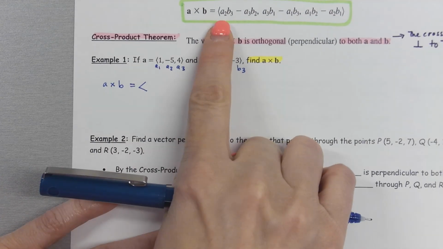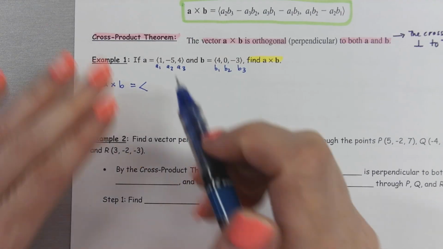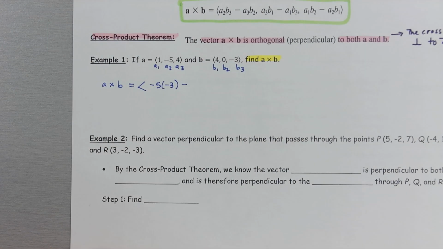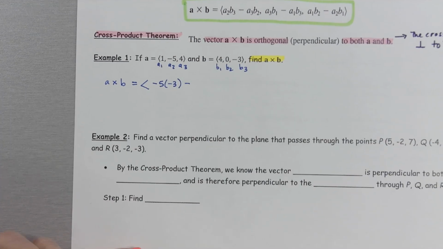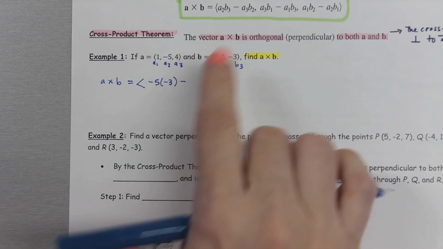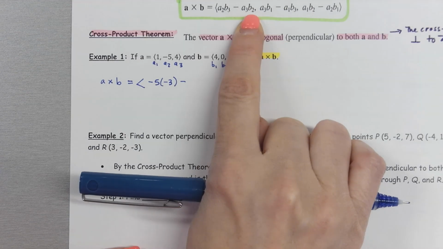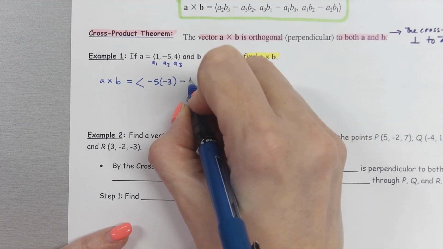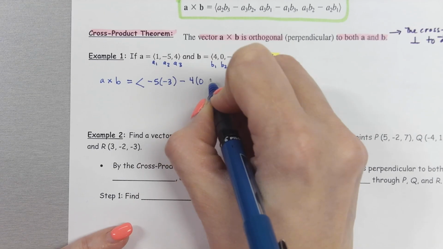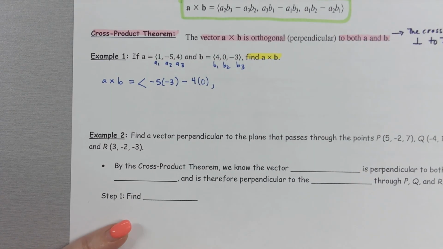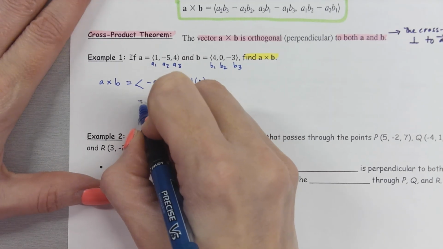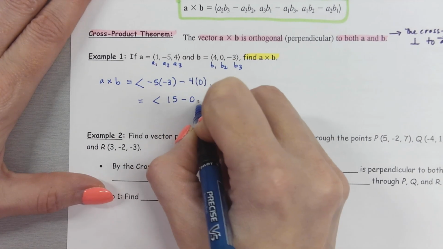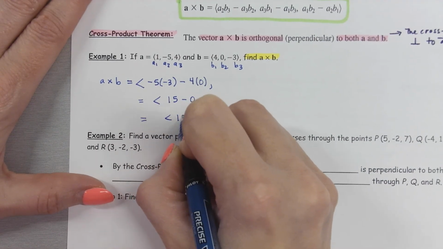So in the first one, you have A sub 2, B sub 3. So negative 5 multiplied by negative 3, and then it's always subtraction in between, and then it's A sub 3, B sub 2. A sub 3 is 4, B sub 2 is 0. And then as we get more comfortable, this is what I recommend that you write: 15 minus 0, and then that's going to be 15.